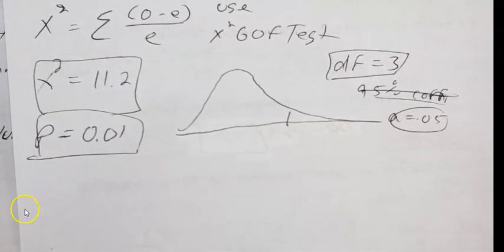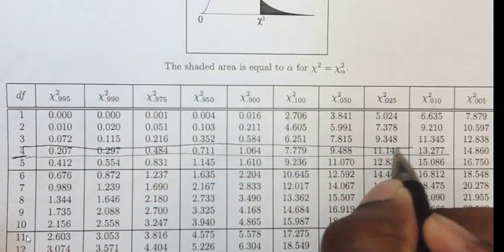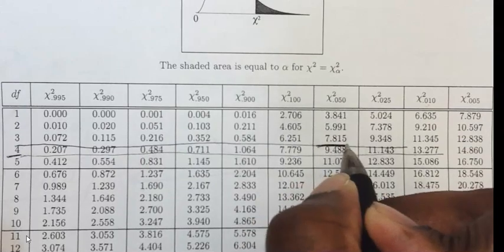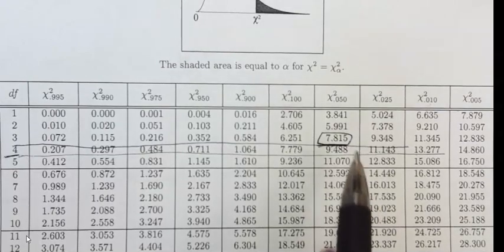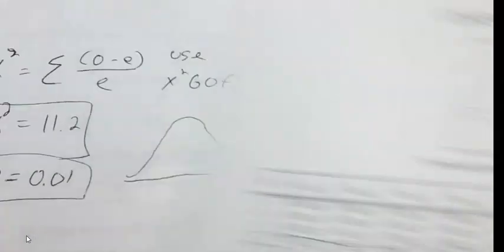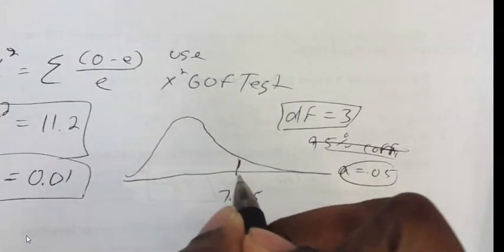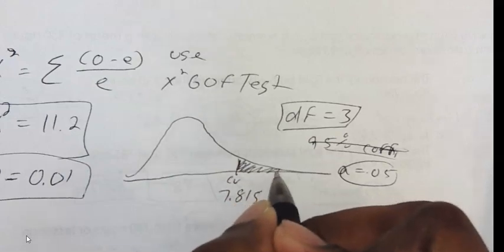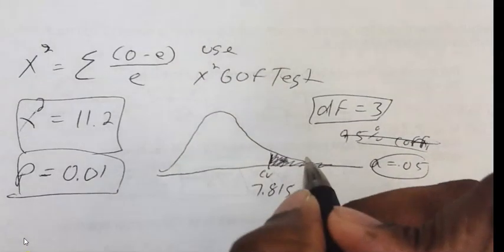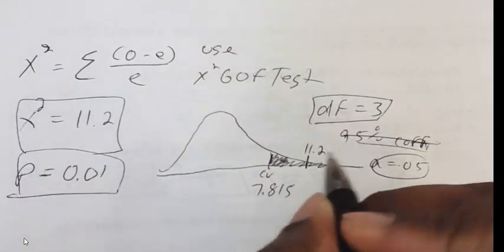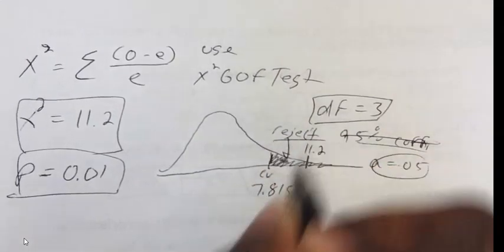So 0.05. So here's degrees of freedom being 3. And here is 0.05 right here. So the alpha level we're concerned with, well, that's the critical value, 7.815. This is 7.815. So this is my critical value. So anything bigger than 7.815, we're going to reject. And 11.2 will definitely be right here. So it's definitely in the reject category. So no doubt we've got to reject it.